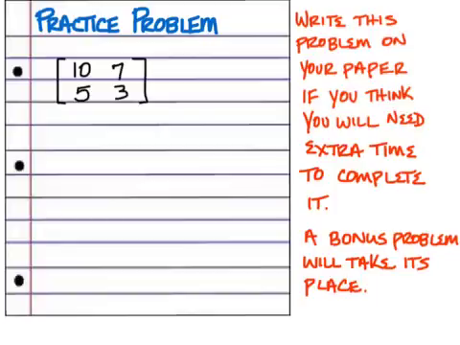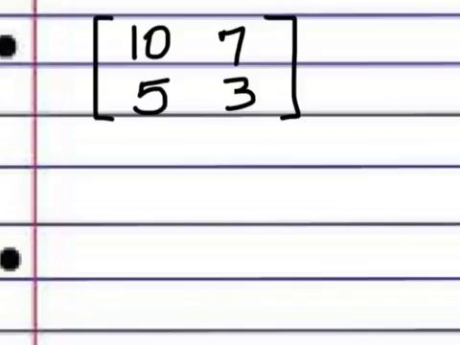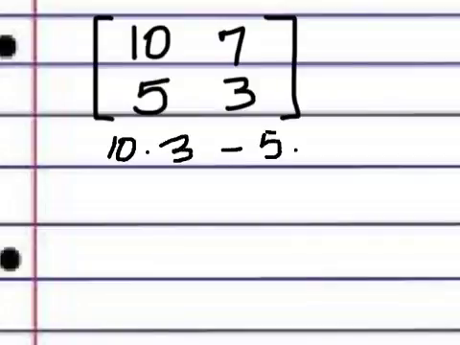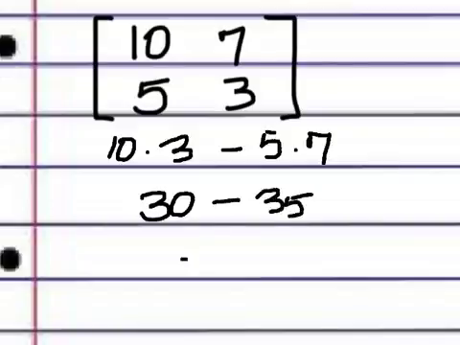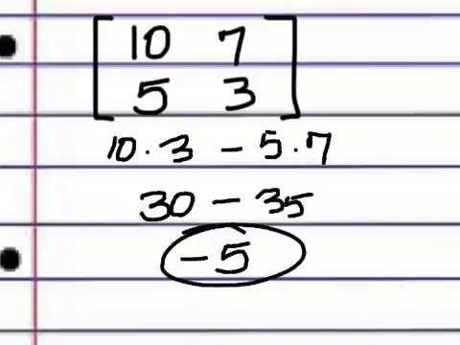Bring this up and drop it off. The solution for the practice problem is 10 times 3 minus 5 times 7, which is 30 minus 35. Answer is -5.